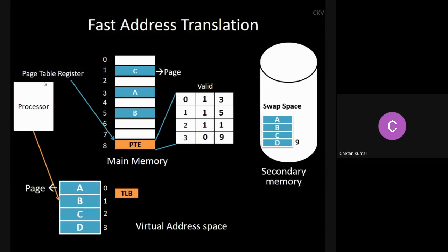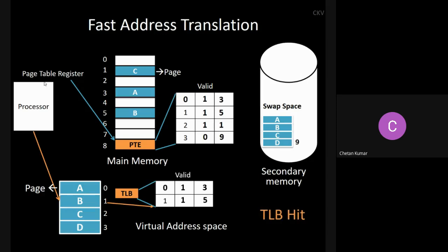Now, to avoid accessing the main memory twice, you have a small memory which behaves very similar to a cache, which you put closer to the processor. It will have a limited number of entries compared to the actual page table. Let's say you have only 2 entries. When I try to access virtual page 1, it will be a TLB hit because I am able to find the translation information in the TLB itself.